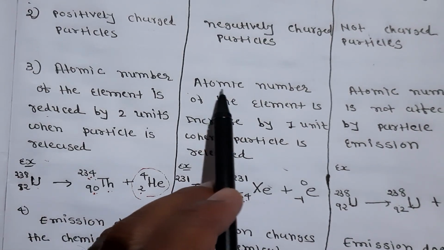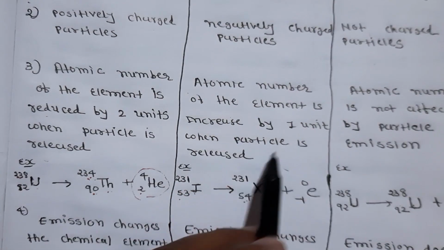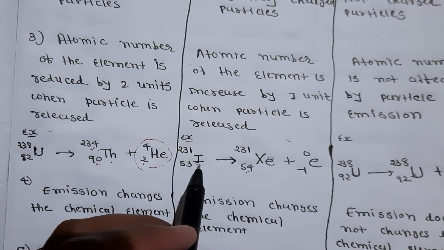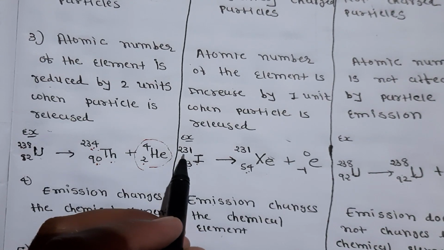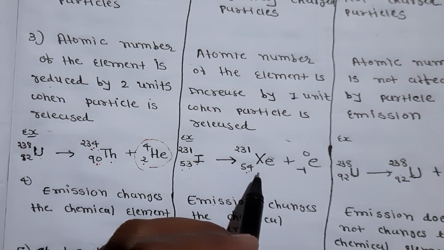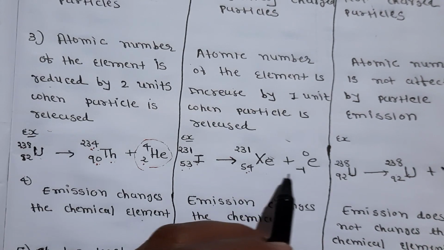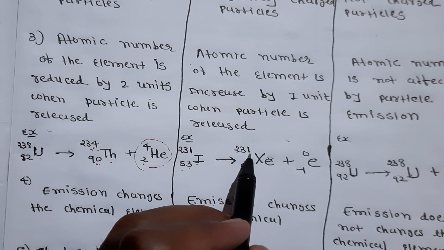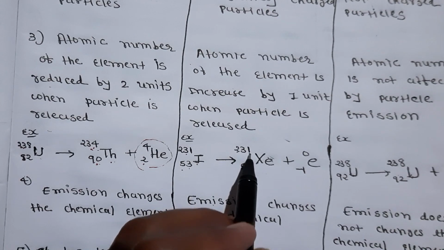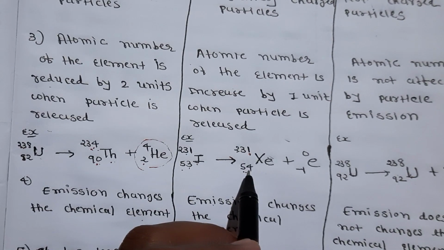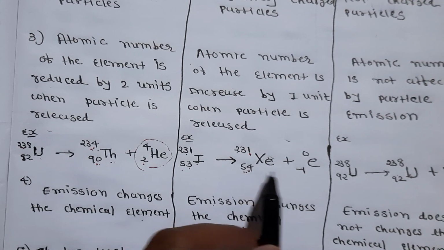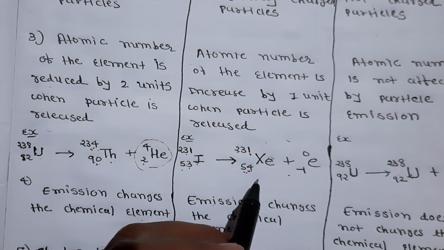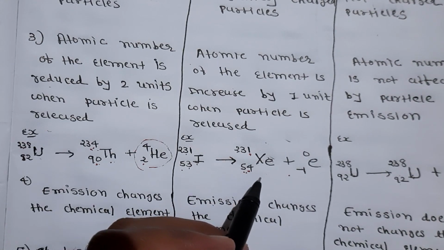And in beta decay, the atomic number of the element increases by 1 unit when the particle is released. This can be explained when iodine nuclei having atomic number 53 and atomic mass 231, after decay of a beta particle, gives daughter nuclei having atomic number 54 and atomic mass 231. Here atomic mass remains constant but atomic number increases by 1 unit. That means it shifts 1 unit right in the periodic table, and the new daughter nuclei has the atomic number increased by 1.